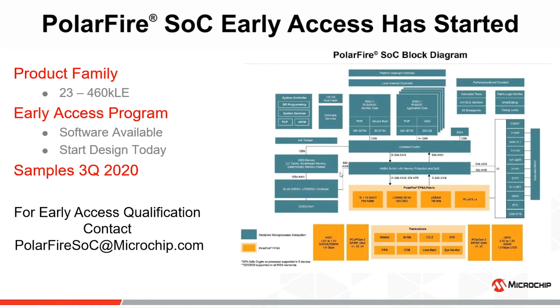So before we end, I'd like to give a quick update on the early access program. The PolarFire SoC product family was recently announced last week at the RISC-V Summit. The PolarFire SoC family ranges from 23K to 460K logic element devices, and we will be sampling in the third quarter of 2020. We have a few soft solutions available for you to get started right away. If you're interested in applying for the early access program, you can write to PolarFire SoC at microchip.com, and we can take that discussion forward and see if you can qualify for this early access program.